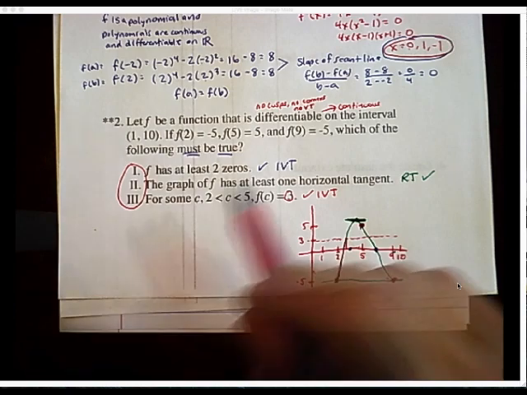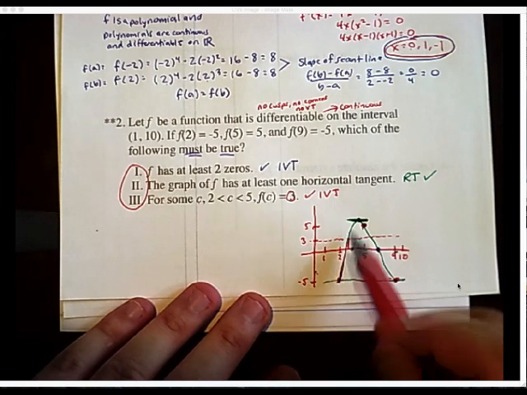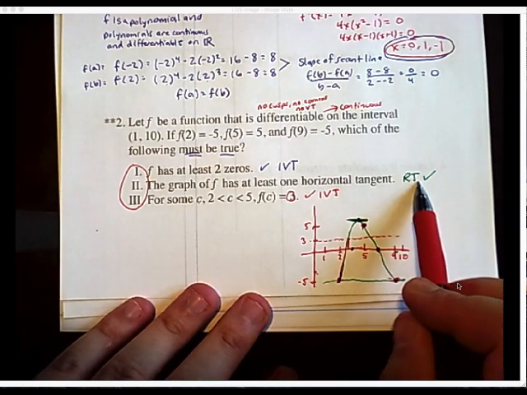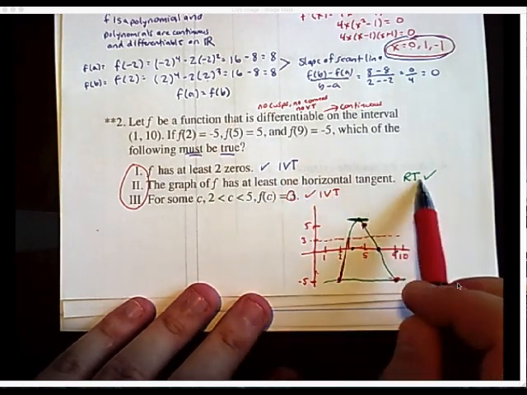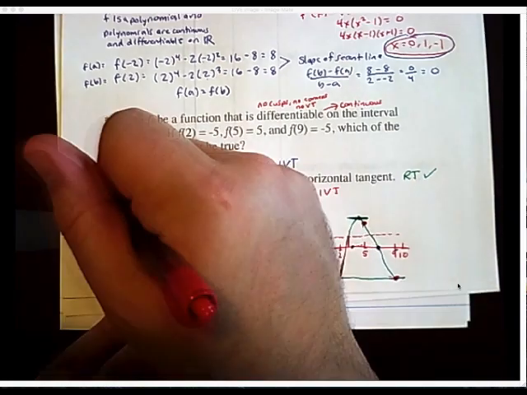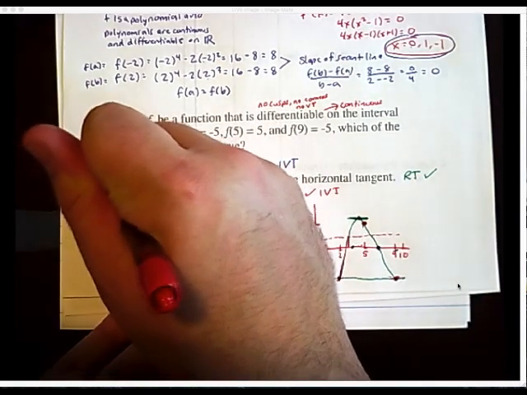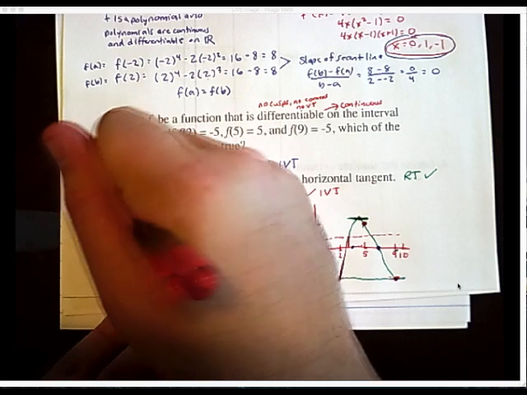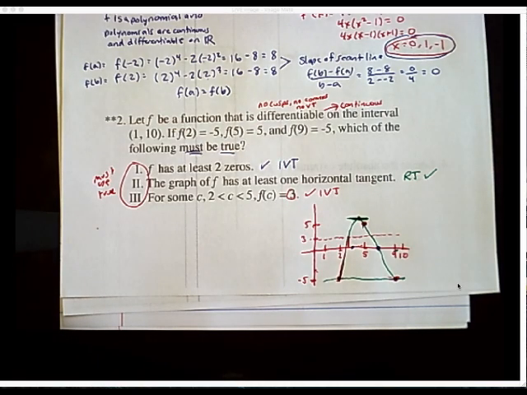The reason I told you it had to be differentiable, that's one of the conditions of Rolle's theorem. They're not conditions for the IVT, but it is for Rolle's theorem. So all 3 must be true.